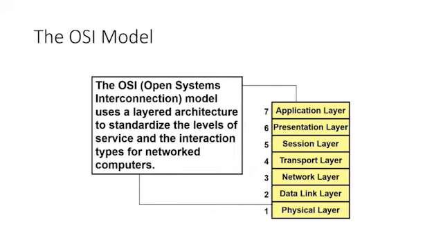Now the OSI model, the Open Systems Interconnection model, was created by the ISO folks, the International Standards Organization. Now this is a model that uses layered architecture to standardize the levels of service and the interaction types for networked computers or our networked systems. And you can see there I put out 7 layers. So there's 7 of them that we need to know: application, presentation, session, transport, network, data link, and the physical layer.